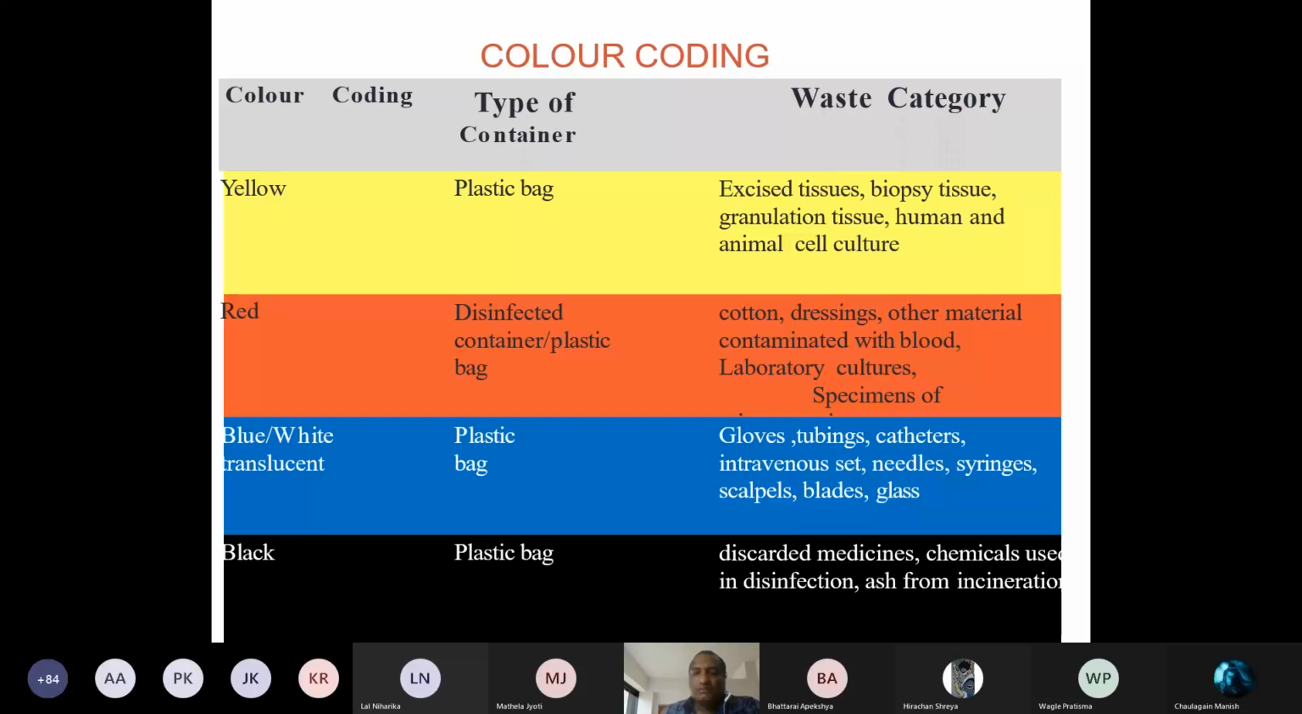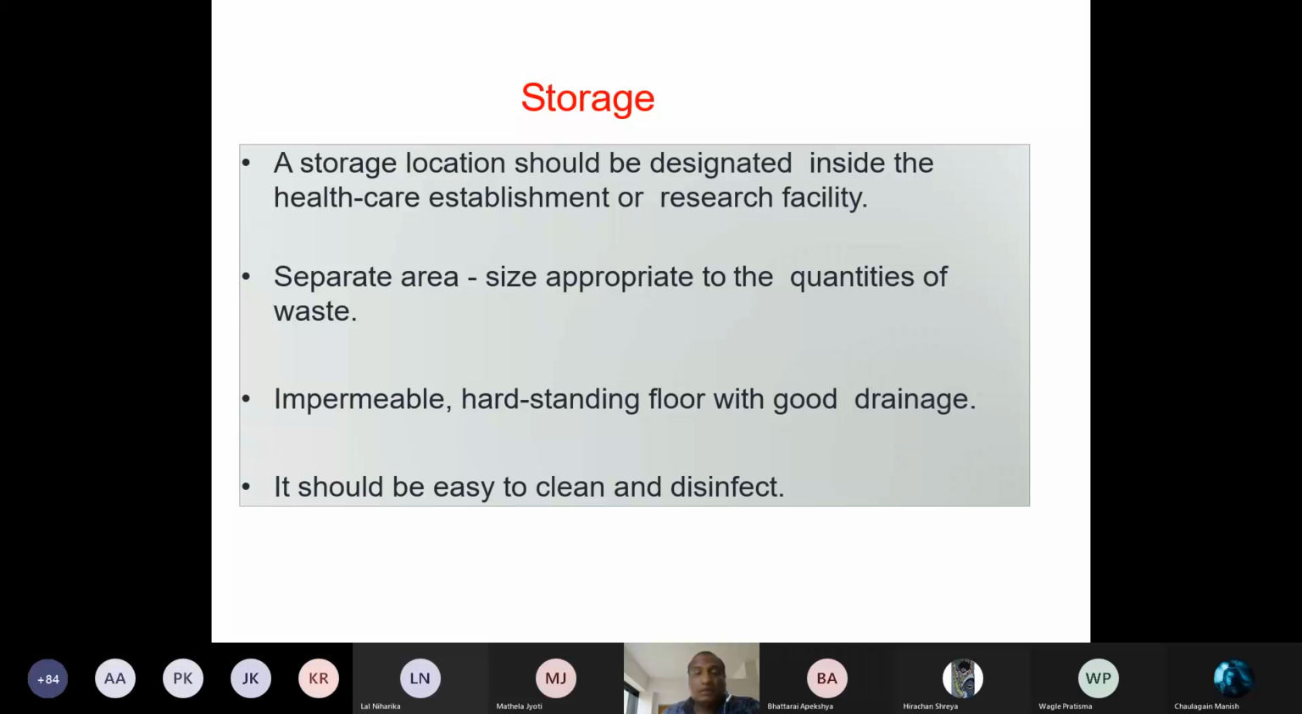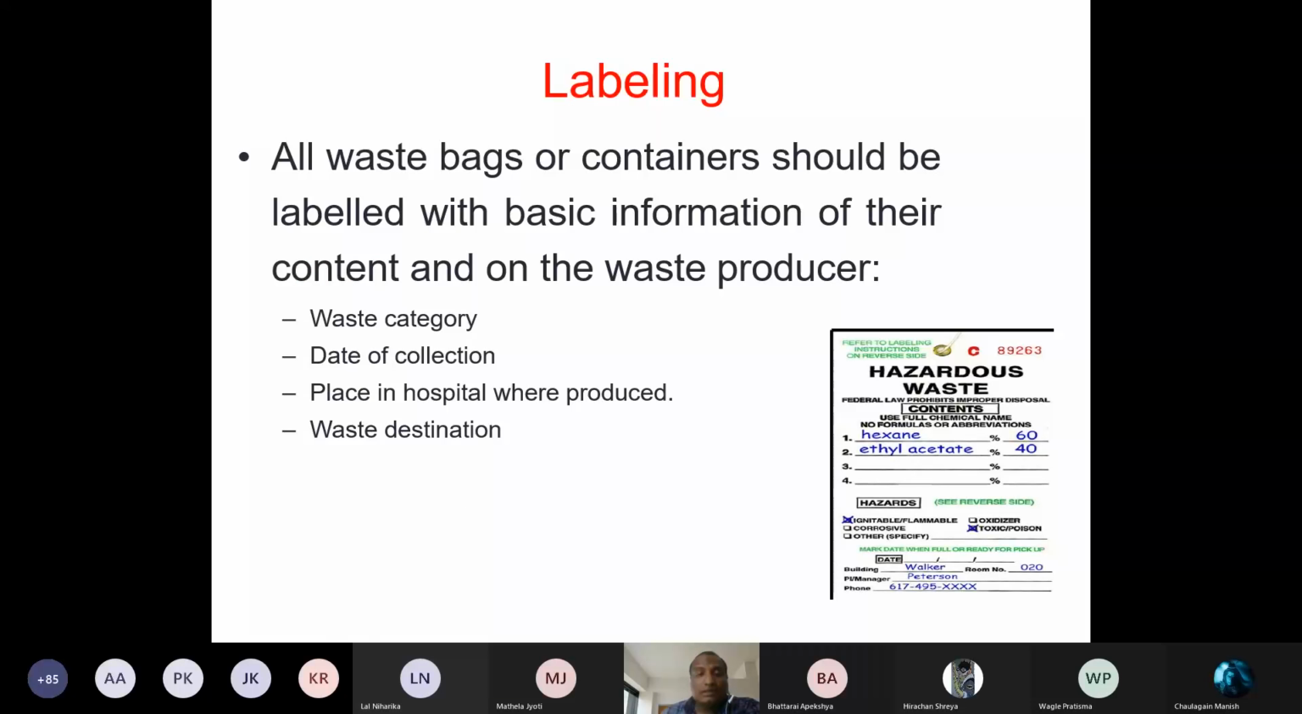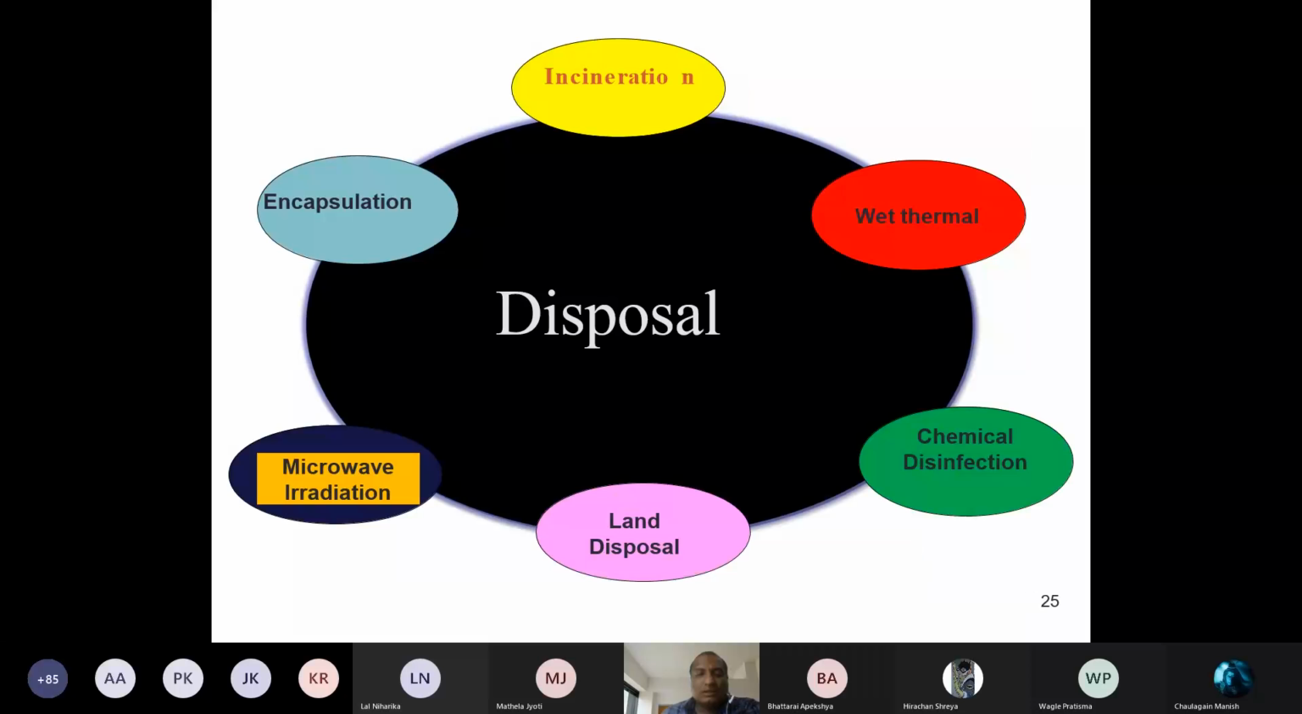If a question is asked about what type of waste comes under the storage of this type of color, then labeling is important. Then you have to know this terminology: incineration, encapsulation, wet thermal. What is this? This is your homework to make.